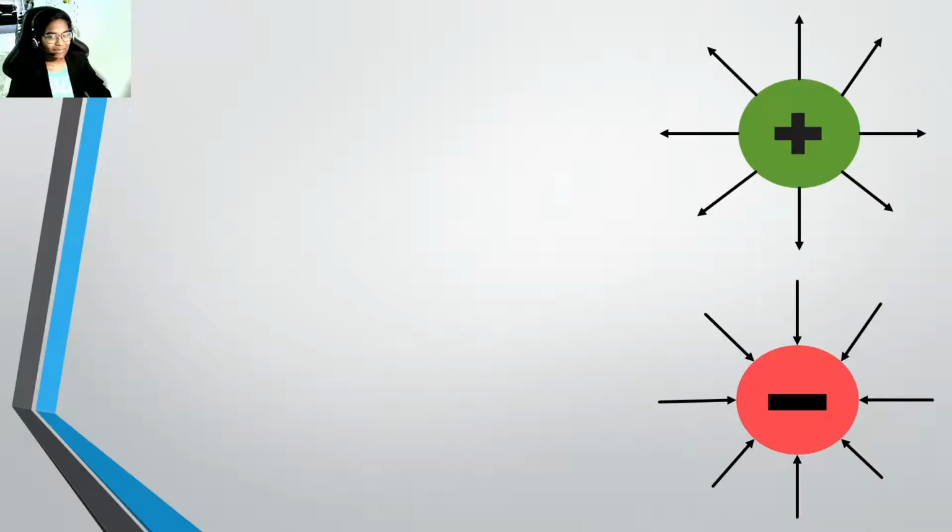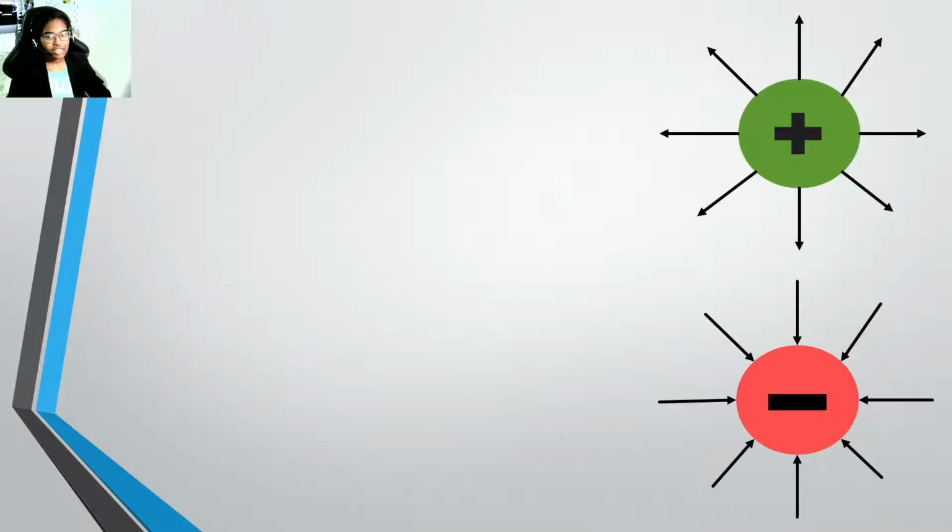Electrostatics. Just like magnets have magnetic fields, charged objects have electric fields around them, which can cause forces of attraction and repulsion. Here you see two types of atoms. One's a positive charge and one's a negative.